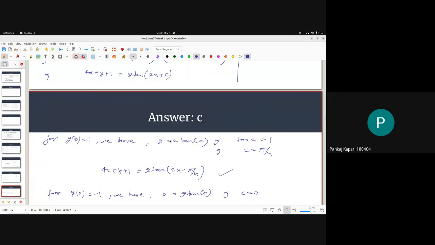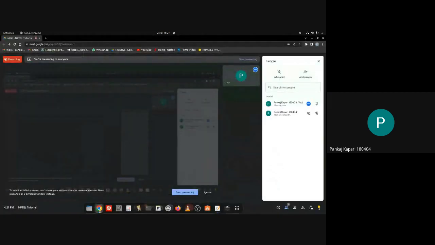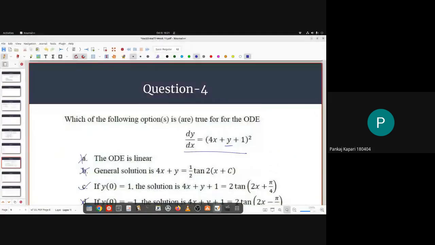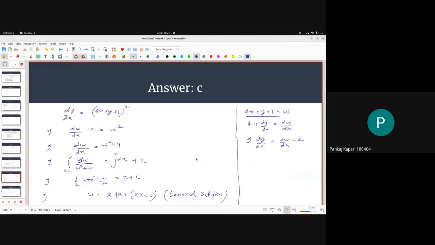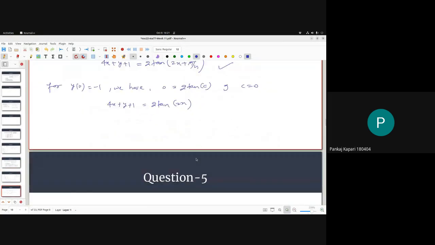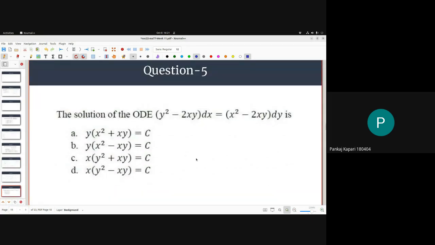Okay, so should we move to the next problem? Okay, let's move to the next problem. Again, a differential equation is given in this form, and we have to find its solution.